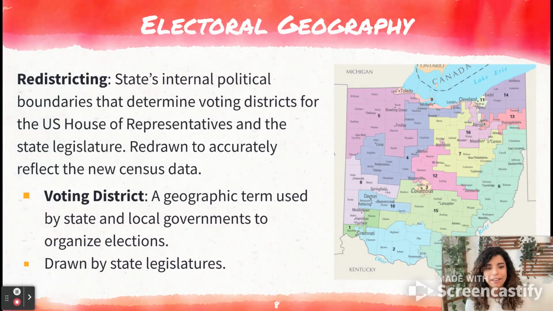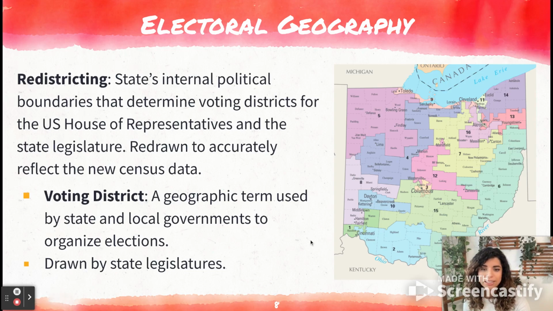Redistricting, it's exactly how it sounds. So this is a state's internal political boundaries that determine voting districts for the U.S. House of Representatives and state legislature, or overall, the redrawing of political boundaries, the redrawing of voting districts to reflect the population and census data. So that's what we call redistricting.